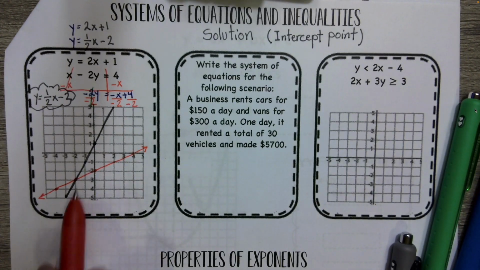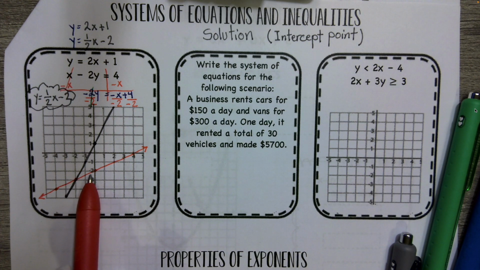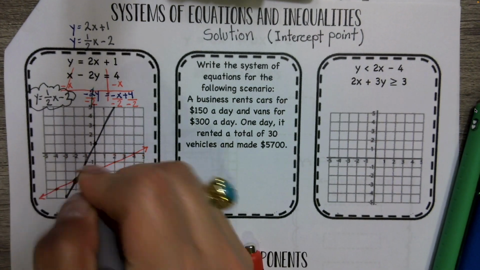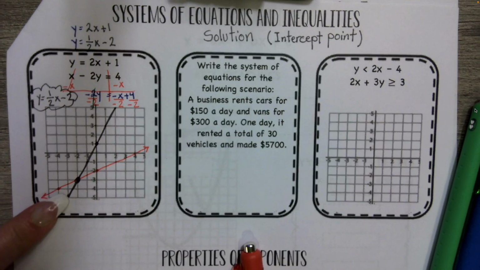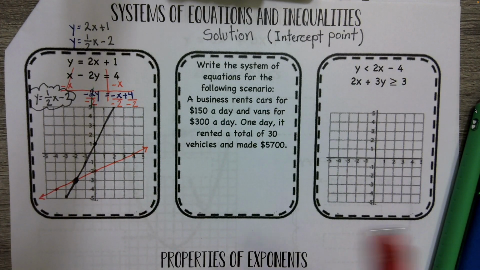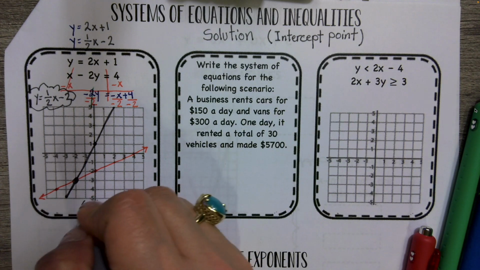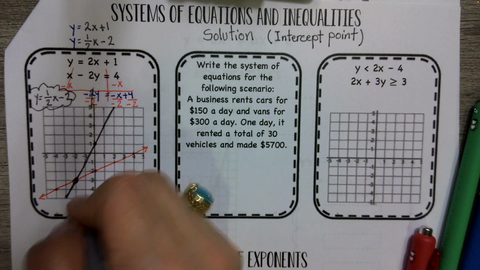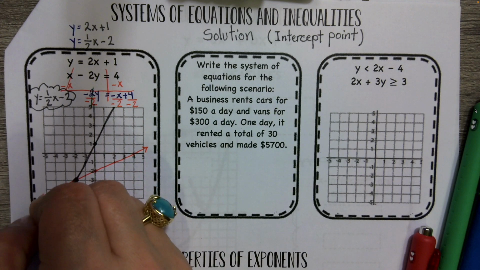Okay? Their intercept point or intersect point, where they touch each other, is this point here. And that point is -2 and -3. So that is your solution, -2 and -3. We call this solution.